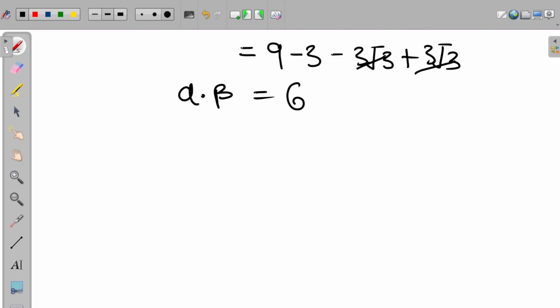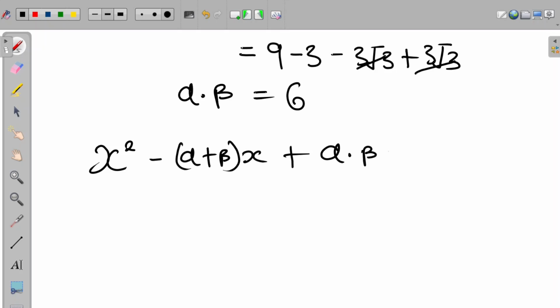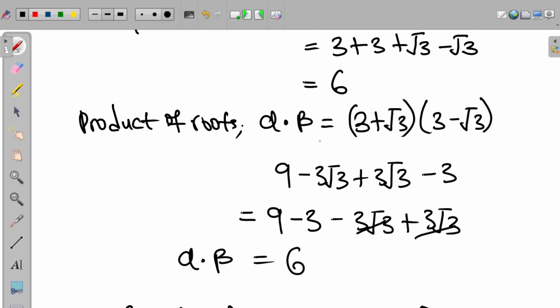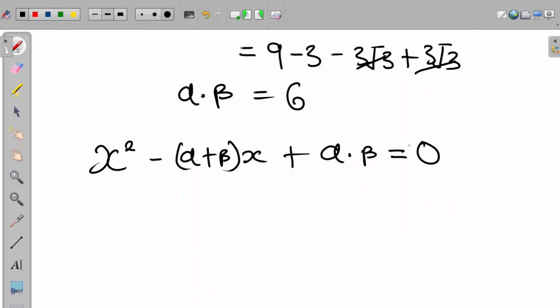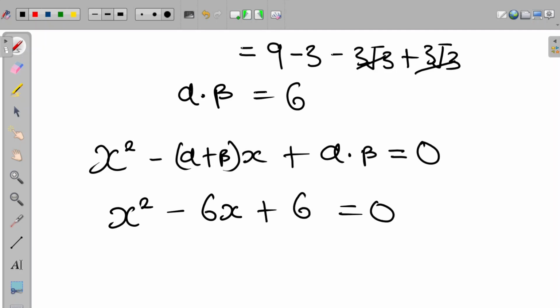Now recall that x squared minus alpha plus beta multiplied by x plus alpha multiplied by beta is equal to 0. Now we obtained that alpha plus beta is giving us 6. Also, alpha multiplied by beta is giving us 6. So the equation becomes x squared minus 6 times x, which is 6x, plus 6 equal to 0. Thus, this is the required quadratic equation.